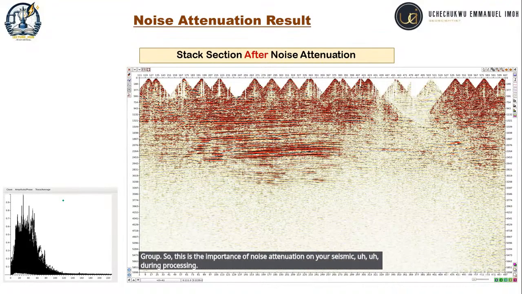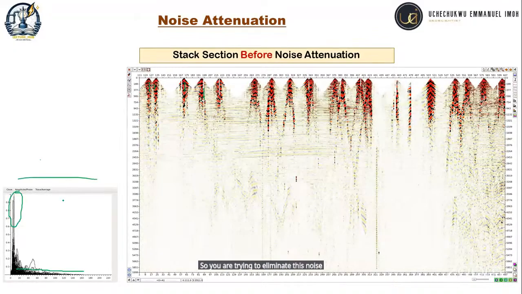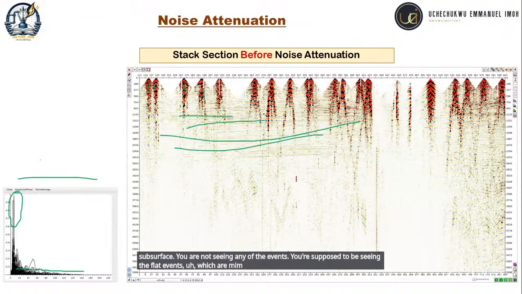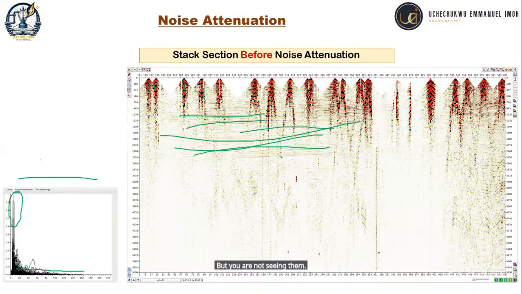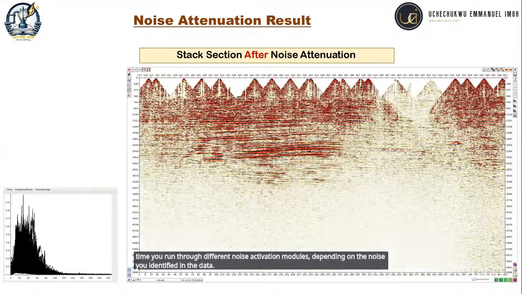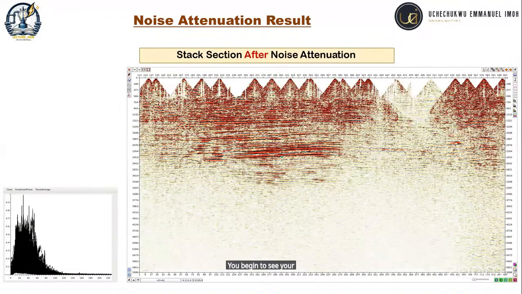So this is the importance of noise attenuation on your seismic during processing. You are trying to eliminate this noise. Before you remove noise, this is a stack section, more or less a cross section of the subsurface, and you are not seeing any of the events. You're supposed to be seeing the flat events, which mimic the geologic boundaries, but you are not seeing them. Why? The noise is masking your data. But by the time you run it through different noise attenuation modules, depending on the noise you identified in the data, you begin to see your events more continuously.